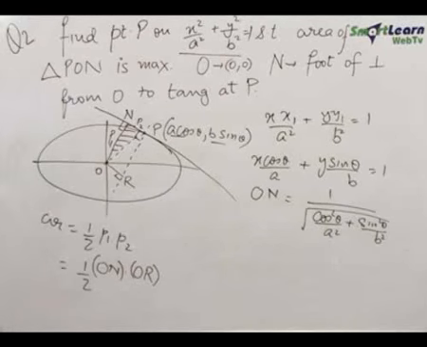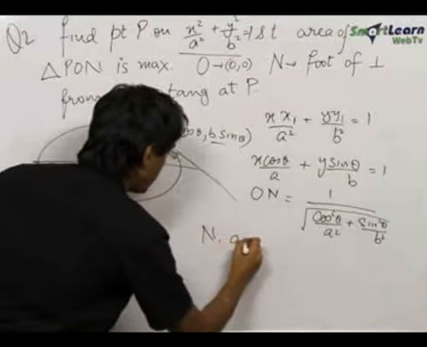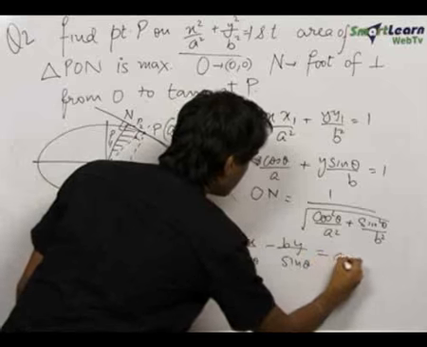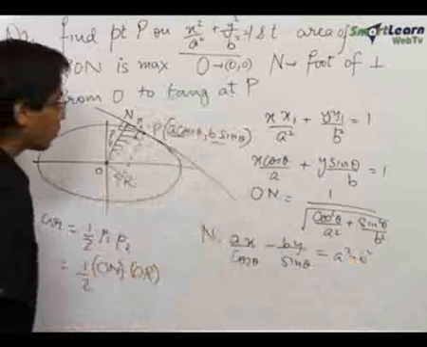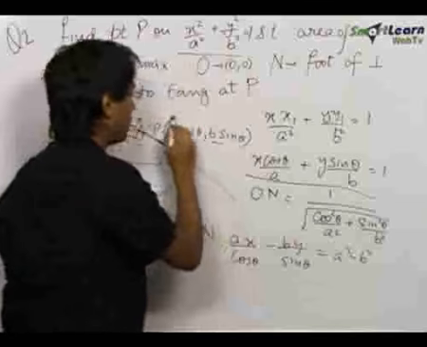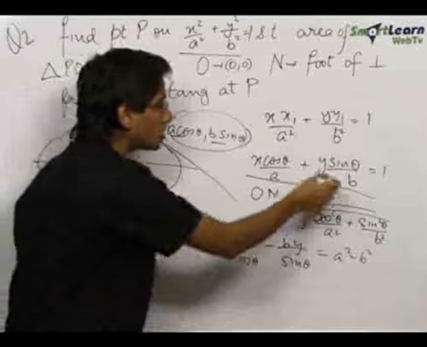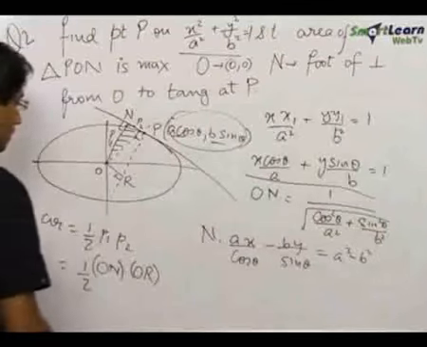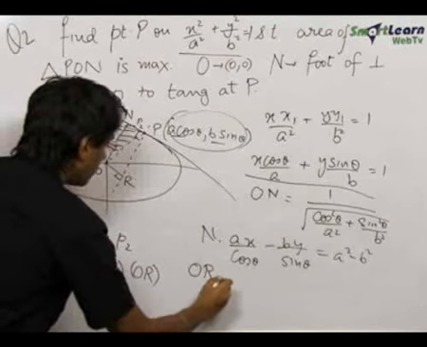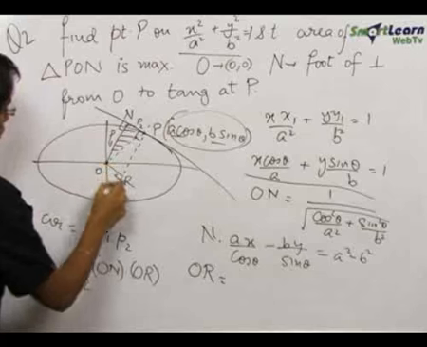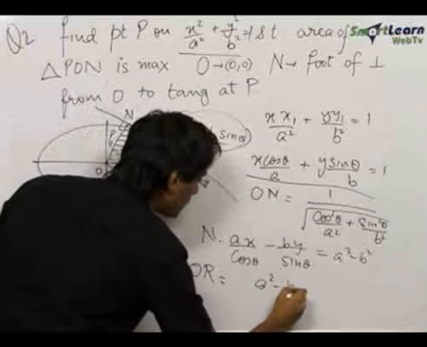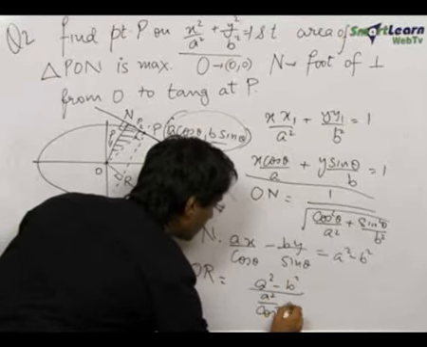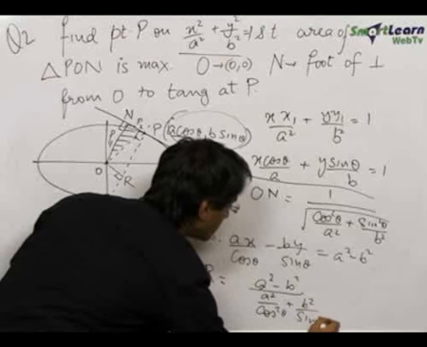Now the equation of the normal can be written as ax by cos theta minus by by sin theta is equal to a square minus b square. This can very easily be proved since we know the point at which the normal is made. We know the slope of the normal, since it is the negative reciprocal of the slope of the tangent, so this equation can be very easily found out. Now OR will be equal to the length of the perpendicular drop from O upon this normal, which is equal to a square minus b square upon the square root of a square by cos square theta plus b square by sin square theta.